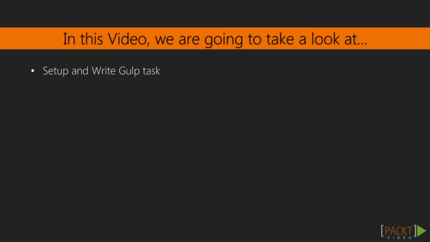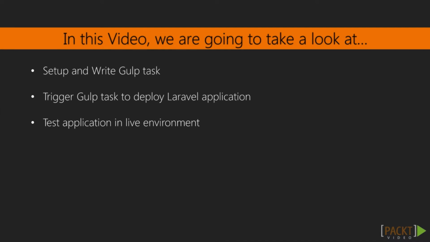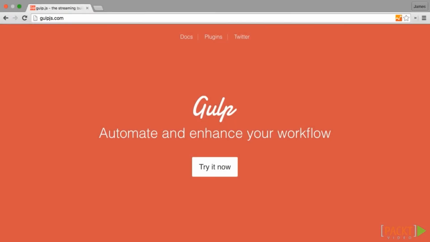We'll learn how to set up and write a Gulp task, how to trigger that task to deploy your Laravel application, and then at the end, we'll go back to make sure it's running correctly on the server. If you're not already familiar with Gulp, then I highly encourage you to find a basic intro tutorial on the task runner before watching this video. What we are covering is so basic that you shouldn't really need any background with Gulp, but it will help you understand things that maybe I won't have time to explain in this video.